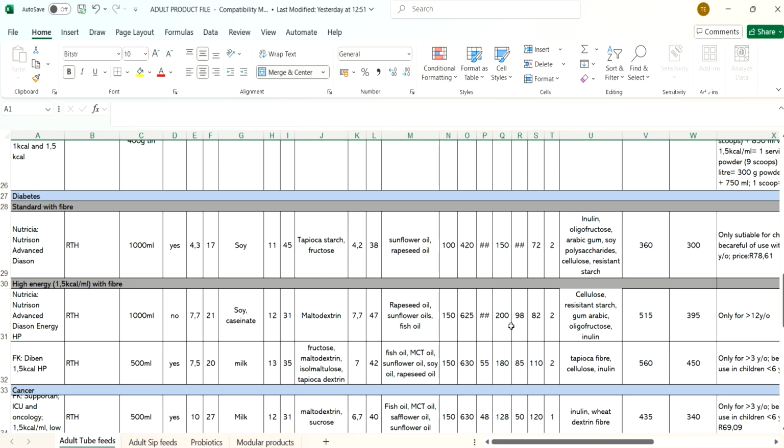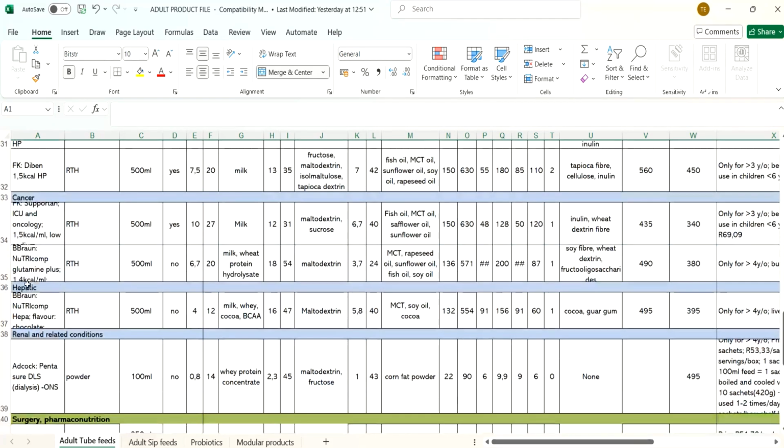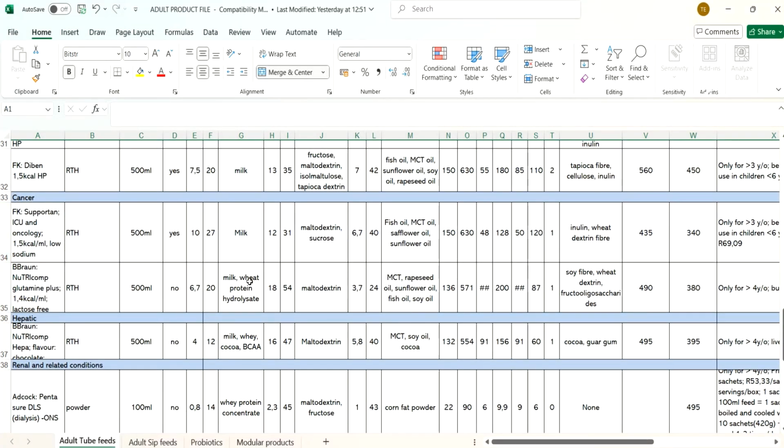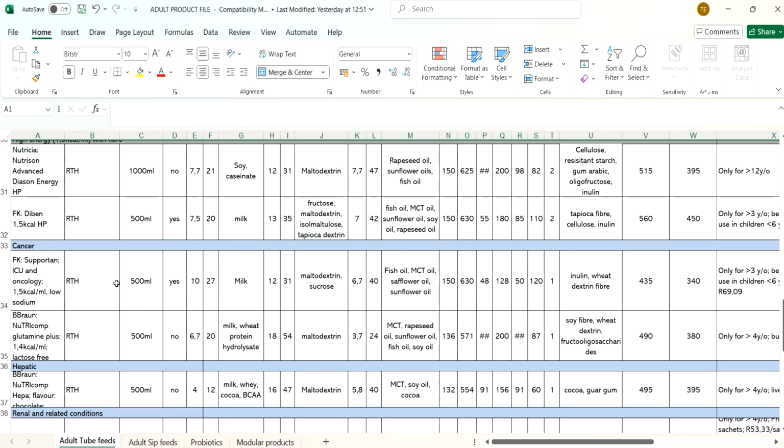Okay, and then list everything down. With cancer, I've indicated my feeds there again. For example, Supportan is a well-known feed. It's really high in energy, really high in protein, for example. 27% of its energy comes from protein. So that's pretty high, right?